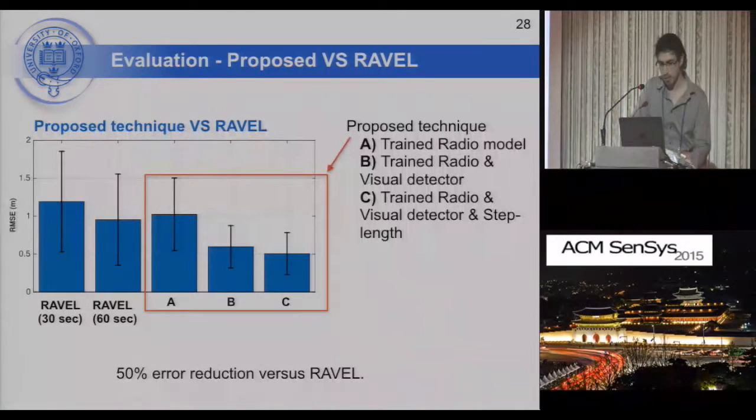We compare RAVEL with two settings, time windows of 30 seconds and 6 seconds, against the proposed technique, where we consider a trained radio model, trained radio and visual detector, and trained everything. Basically, we can achieve 50% error reduction versus RAVEL. The reason for that is the cross-modality training and the fact that our technique using the inertial motion model is more robust to occlusions. We don't have crossing paths problems, etc.